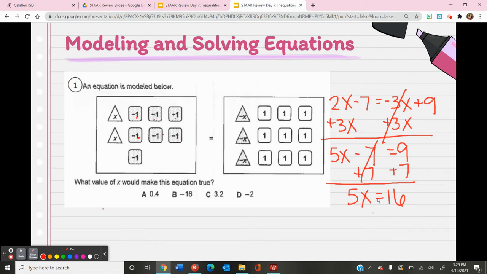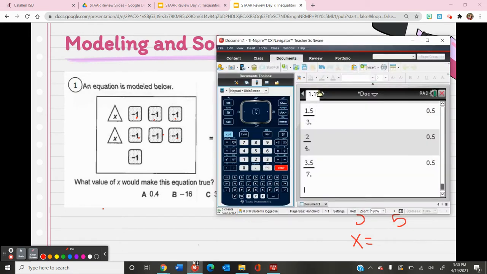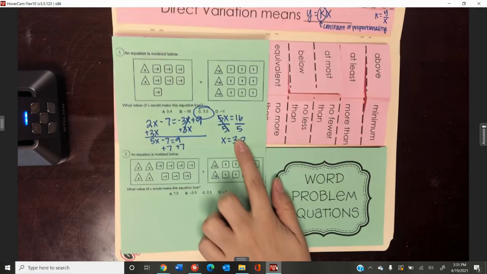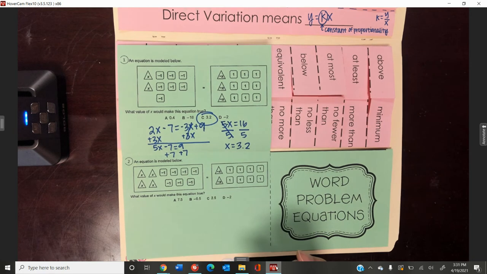Now my last step is to see what number is either multiplying or dividing my variable. So x right now is being multiplied by 5. So to cancel this out, I'm going to go ahead and divide by 5 on both sides. So here I have x equals 16 over 5. So when I put this in my calculator, 16 divided by 5, I get 3.2. So here x equals 3.2, which means my answer here is going to be C. So now taking a look at your foldable, this is everything you should have written down for number 1.